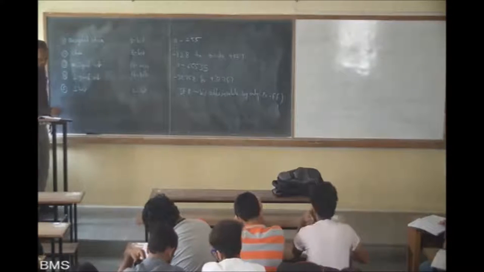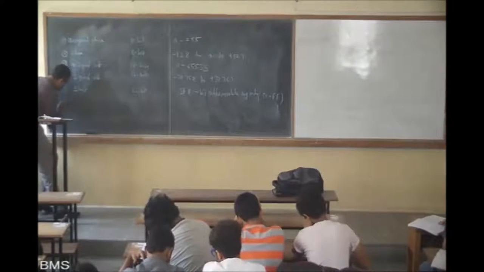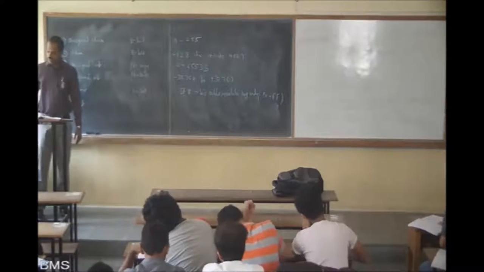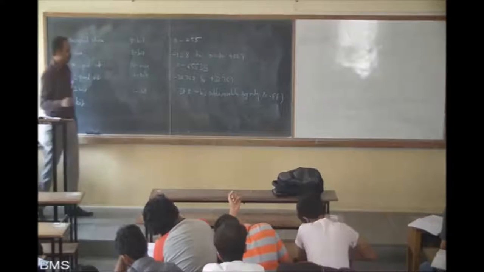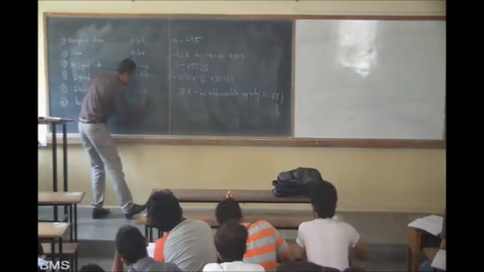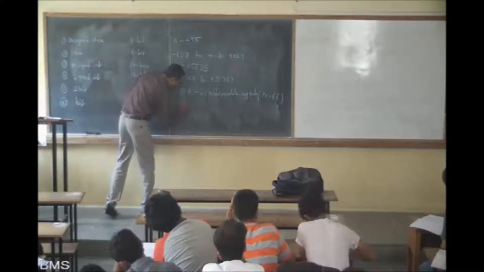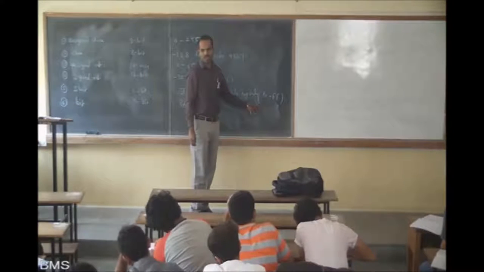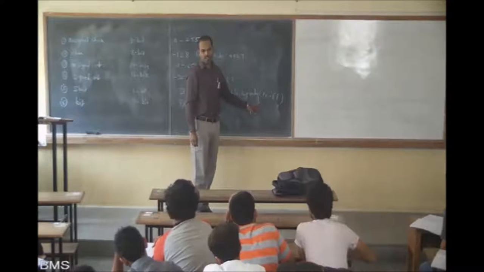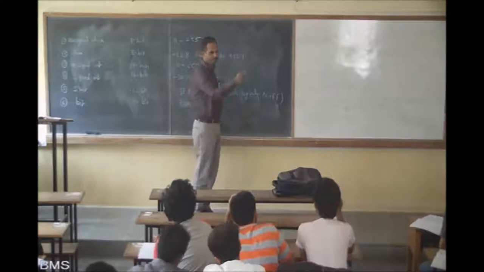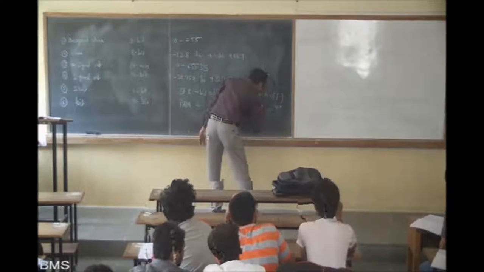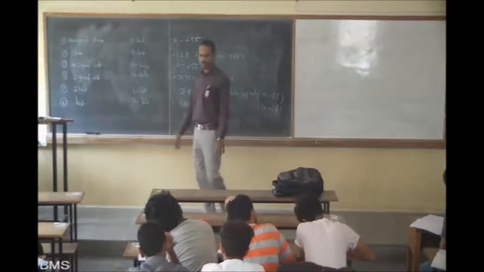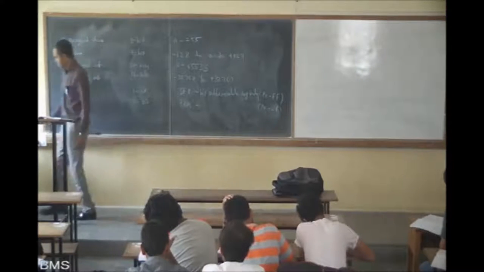Okay, next one, the sixth one: bit. Again 1 bit here. What is this? RAM bit addressable registers only. What are RAM bit addressable registers? 20 to 2F. In RAM also there are bit addressable registers, right? 20 to 2F. To address that we will use this one.